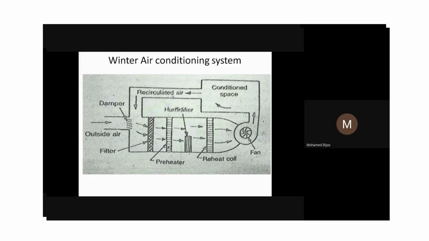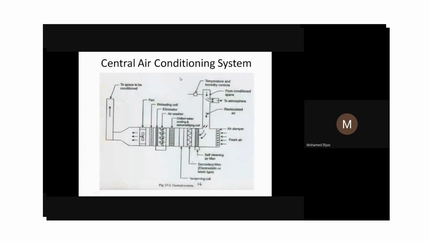Coming to our saturation line, this is our superheated region, and this is our wet region. Generally, what will happen in the case of a central air conditioning system, we'll have both the summer air conditioning system as well as the winter air conditioning system. And that is why we call it a central air conditioning system, a year-round air conditioning system.